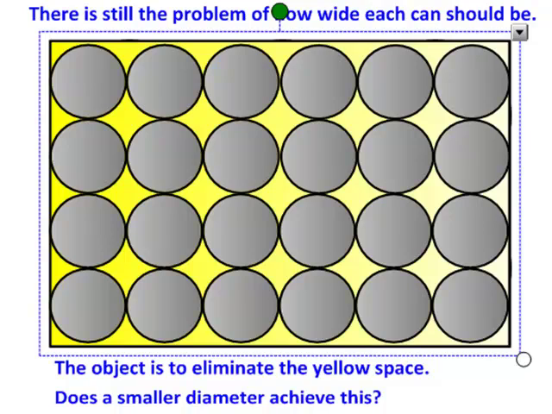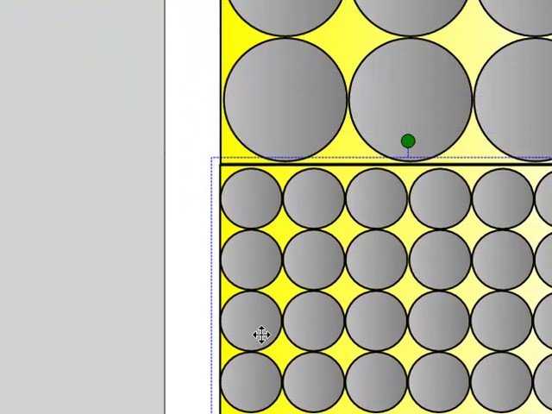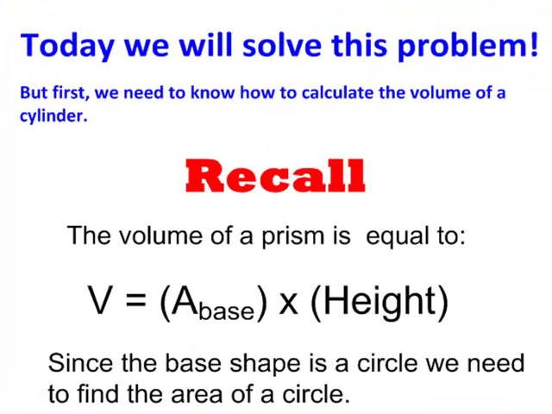We fit many more of them on the shelf, but there are a lot more yellow spaces. Is there more yellow space in total? That's a question that we'll have to actually consider the area of a circle and the volume of a cylinder to solve. And today we will solve this problem. But first we need to know how to calculate the volume of a cylinder.